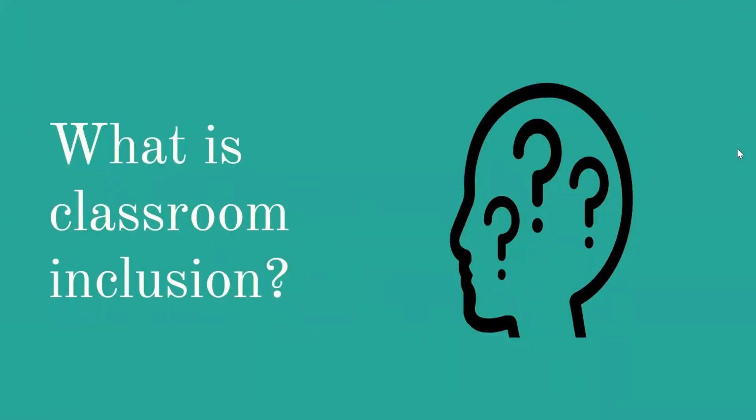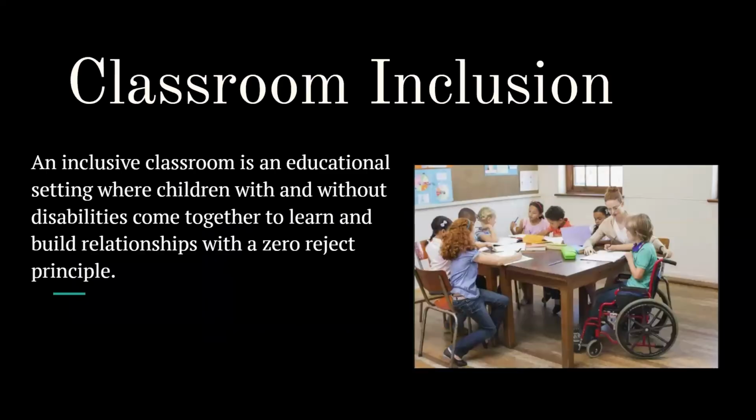What is classroom inclusion? Before I share with you what an inclusive classroom is, we look at the definition of inclusion. Inclusion means equal access to opportunities and resources for people who might otherwise be excluded. So the concept of inclusion is including all. So an inclusive classroom is an educational setting where children come together to learn and build relationships with a zero reject principle.